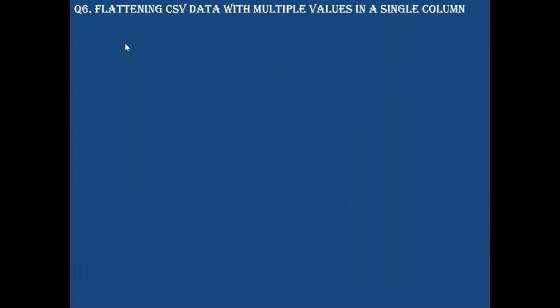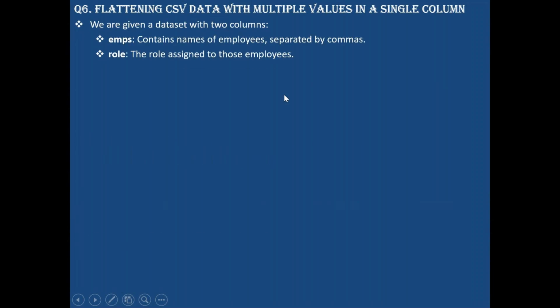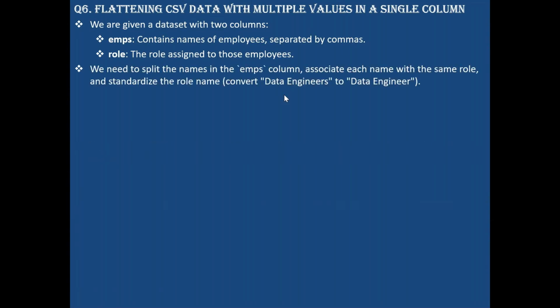Now we will talk about question number 6. What we are trying to do is flatten CSV data with multiple values in a single column. For example, we are given a data frame with two columns, emps and role. We need to split the names in the emps column, associate each name with the same role, and standardize the role name.